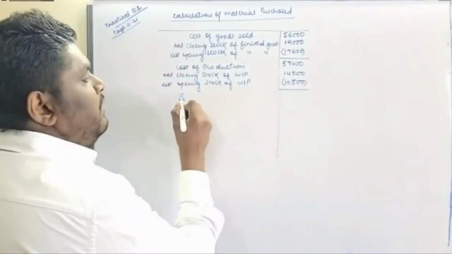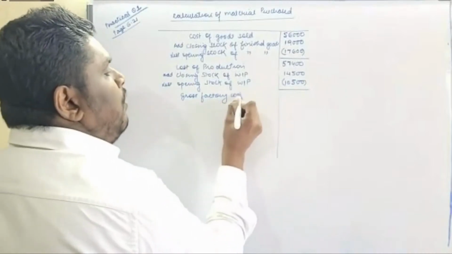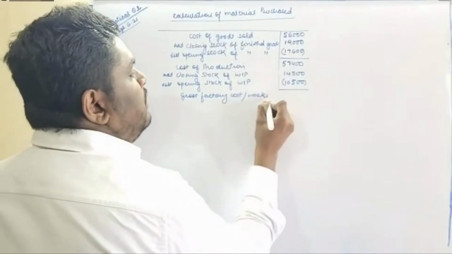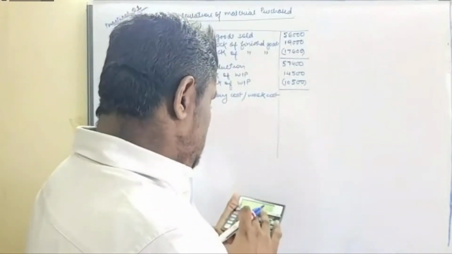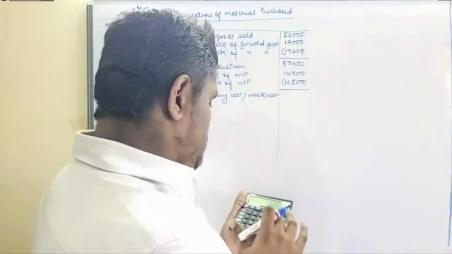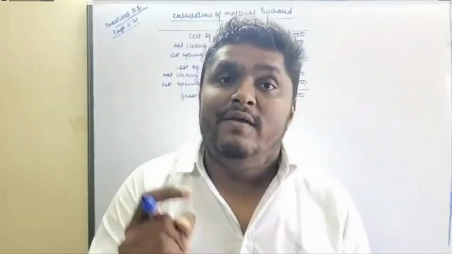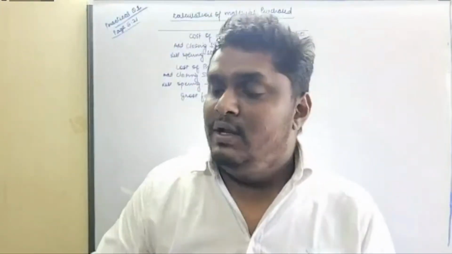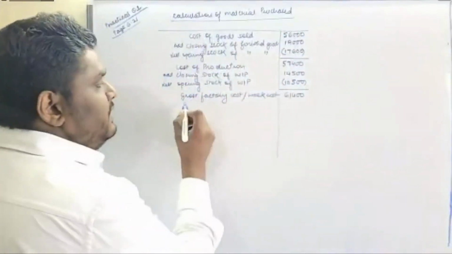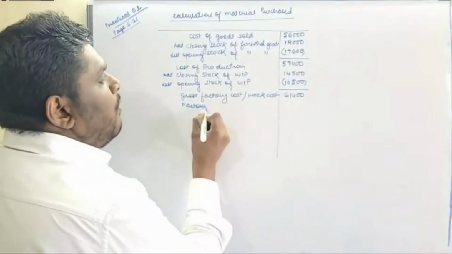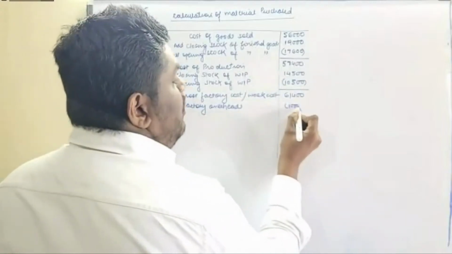This will be what? My gross factory cost or work cost. So this will be 61,400. In this, we have to deduct what? The factory overheads to get the prime cost. So herein, my factory overheads I have already explained, that will be 10,000.